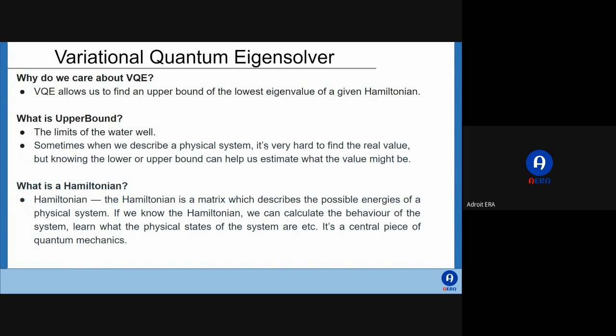Sometimes when we describe a physical system, it is hard to find the real value, but knowing the lower bound and upper bound can help us estimate what value it might be. For example, if we know the upper bound and lower bound, then we know that the water can be in between them, because the water obviously cannot go outside the well. So now we know the limits of a particular problem, and we can be sure that the answer should be between these limits, and as near as possible to the lower bound. Because we are finding the lowest eigenvalue, the output of the VQE should be nearest to the lower bound.